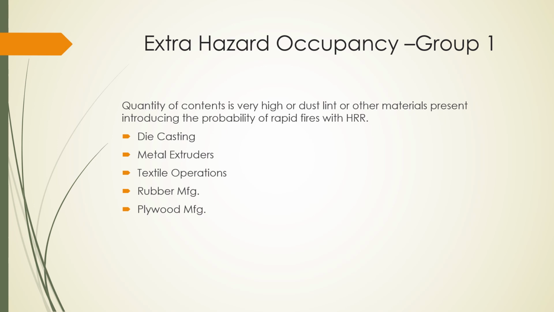And that next group is a step up to extra hazard occupancy group 1. Quantity of contents is very high, or dust, lint, or other materials present introduce the probability of a rapid fire with high release rate. So die casting, metal extruders, textile operations that have lint and dust, rubber manufacturing, plywood. I mean, all those operations that have some element of combustibles make for a more hazardous operation, which is why it's grouped above the ordinary hazard occupancy.